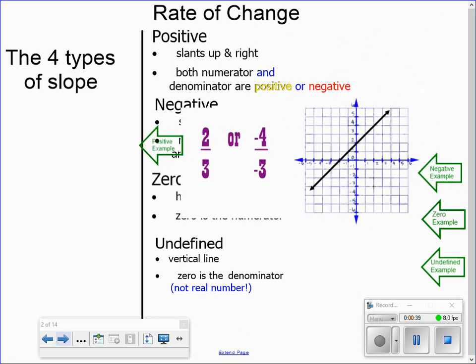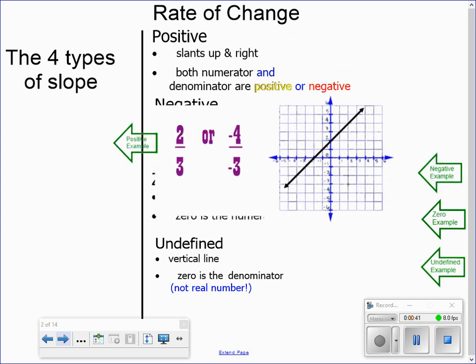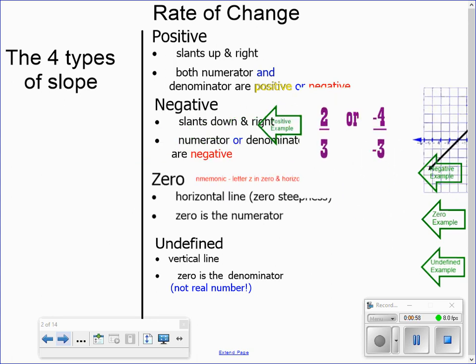When we talk about positive slope, these are slopes that slant up and to the right. So they slant up and to the right if we're looking from left to right. And both the numerator and the denominator will be positive, or both the numerator and the denominator will be negative. Either case, you'll have a positive slope.